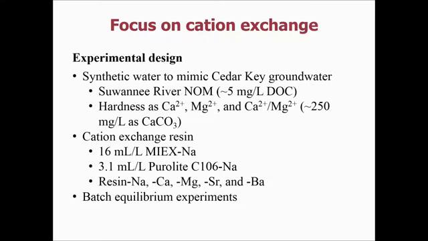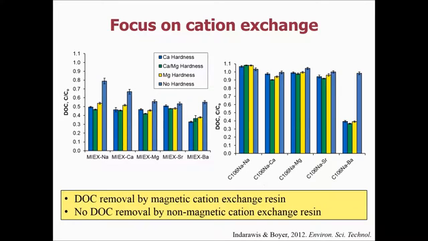And then we did some interesting things in these experiments in terms of using the resin as you typically would, which is in the sodium form. Sodium's the exchangeable cation. But then we also put other cations on the resin, shown here, calcium, magnesium, strontium, barium, to try and understand how this resin would behave as it started to accumulate these other cations, and how DOC possibly interacts with these cation exchange resins.